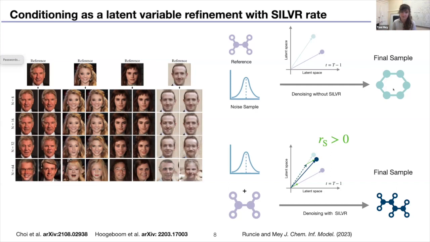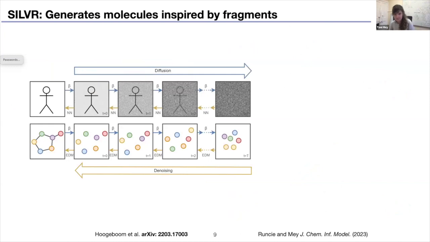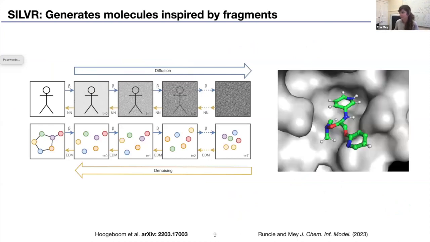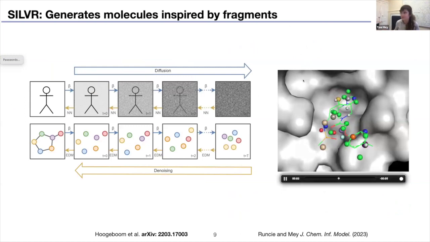Okay, so that's the theory of SILVR, this selective iterative latent variable refinement. How does it work in practice? The first thing I'm going to show you is a little movie. We now have three fragments here, and this is the diffusion denoising process we're showing. This is just a movie of this denoising process. And what you can see is at the end, you get something from these fragments that looks more like a molecule. This seems to work, but now we actually want to put some numbers to this and understand how well it works.